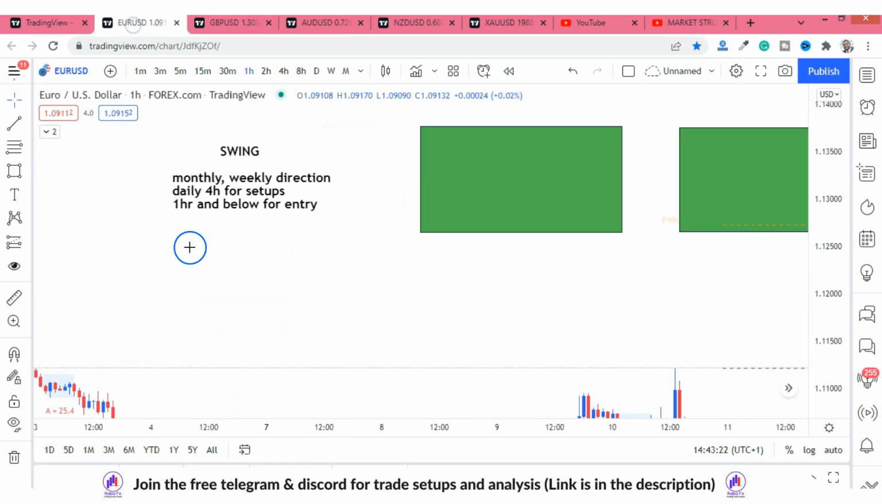So based on this, as a swing trader, your monthly and weekly give you your direction. Now your daily and 4 hours should give you your setup. Why? The distance between your direction and your setups should be not less than 12 candles. Daily, we have 30 days in a month, so we have enough candles to give us a setup. The same thing with 4 hours.